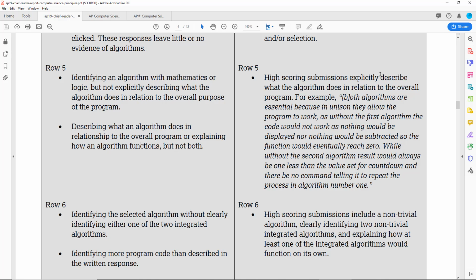High scoring submissions, so that's submissions that got the point, describe what the algorithm does in relation to the overall program. So for example, they explain why both of them are important, and then they will say what the first one does, and then how it interacts with the overall algorithm, and it also says how the second one interacts with the whole algorithm to make the entire algorithm function.